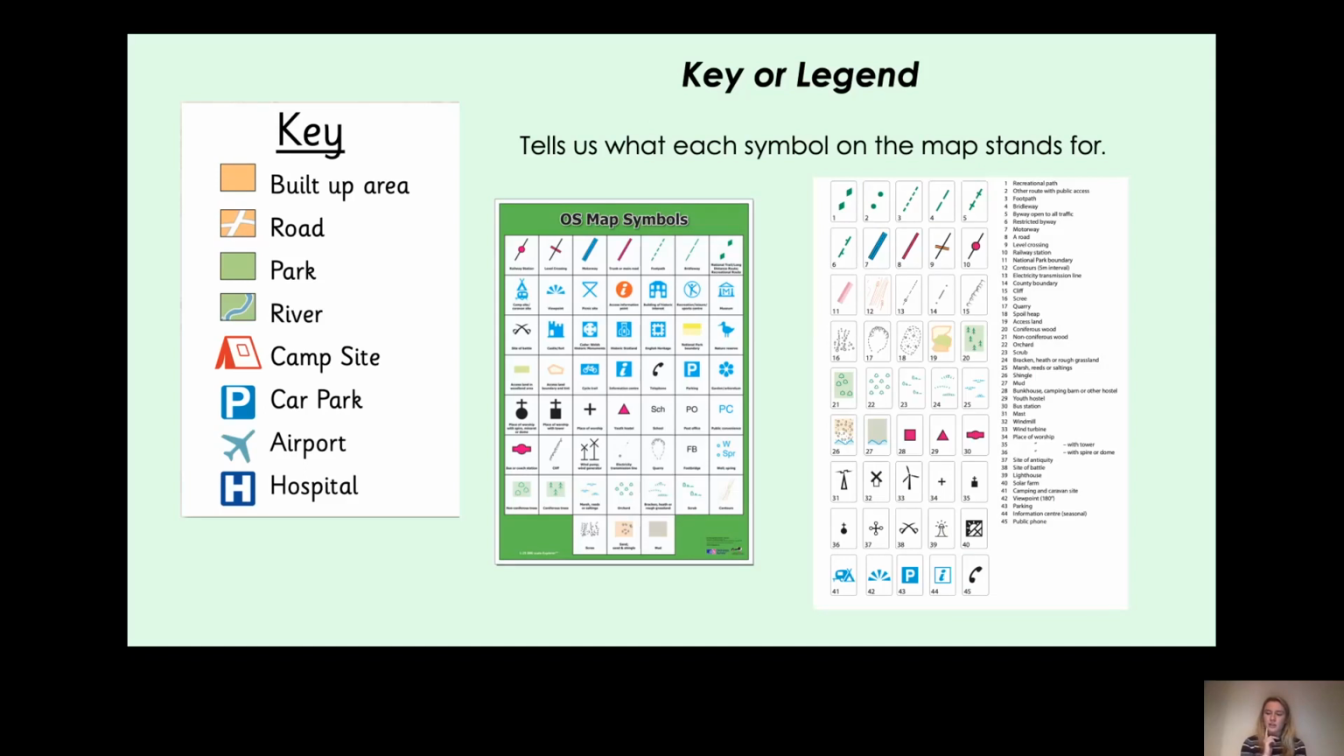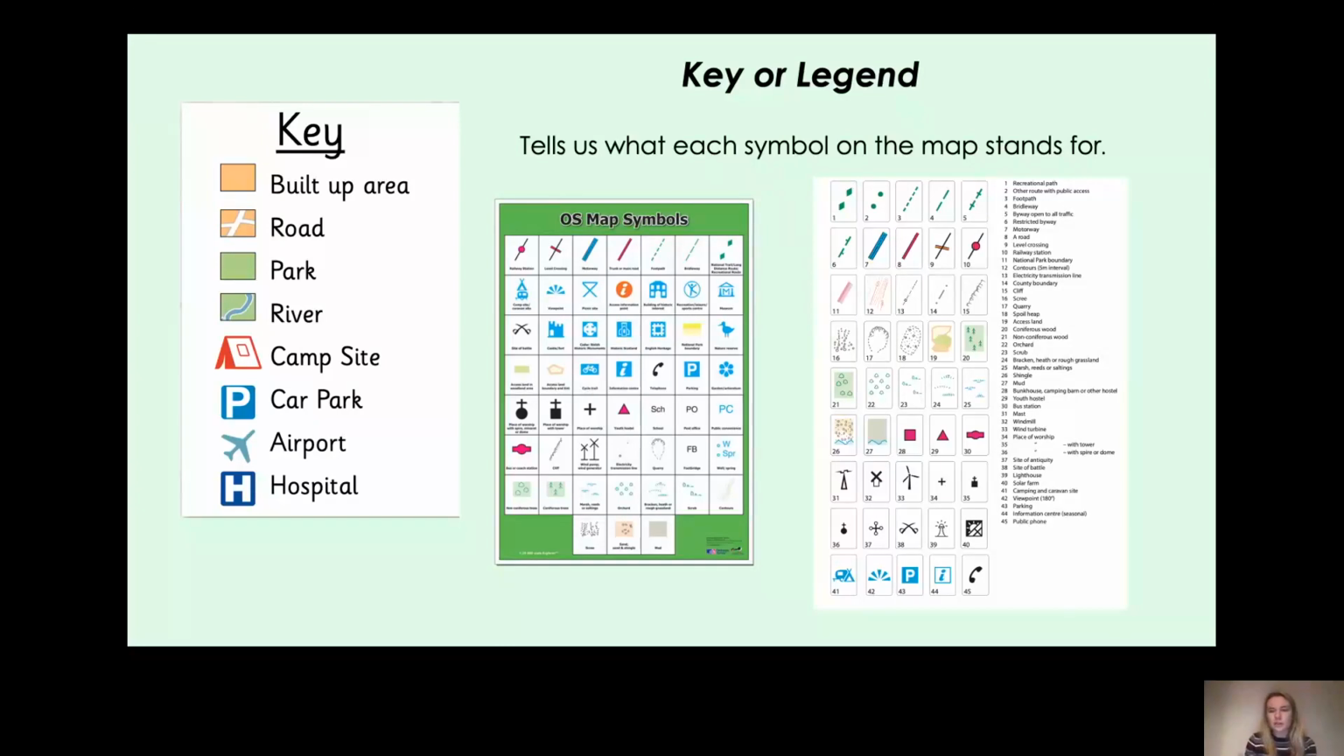And a key or a legend comes with every map. So every map will have its own key or its own legend. And it tells us what each symbol on the map stands for. So if we look at the key on the left, an orange square represents a built-up area, a green square represents a park, and an airplane represents an airport.